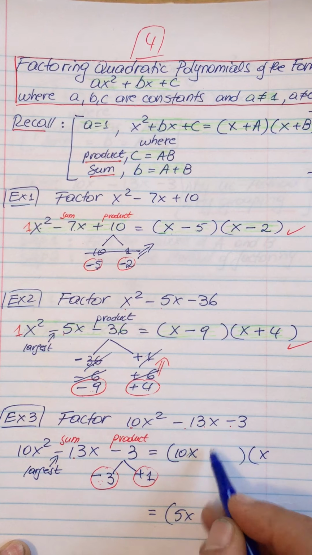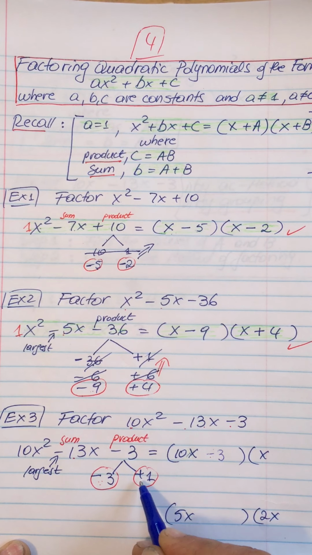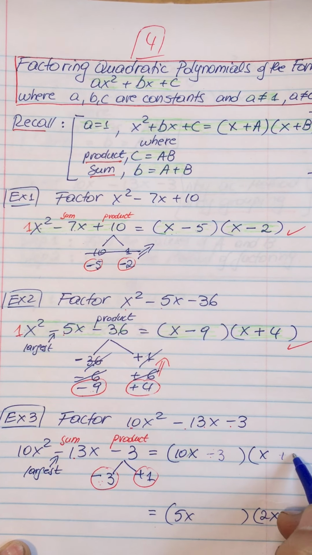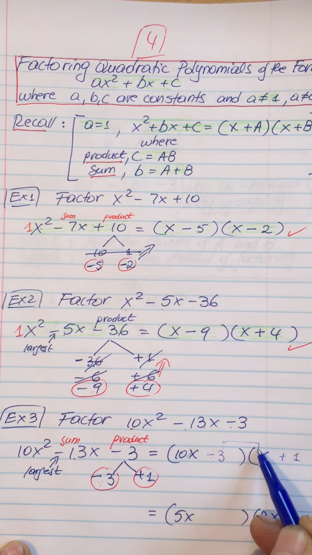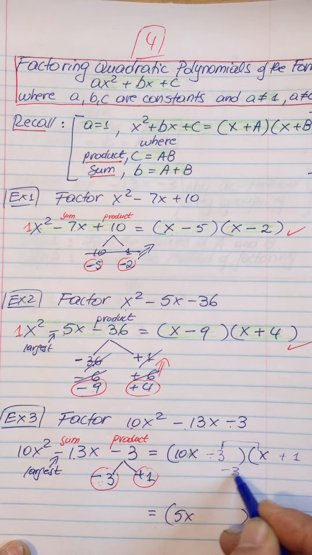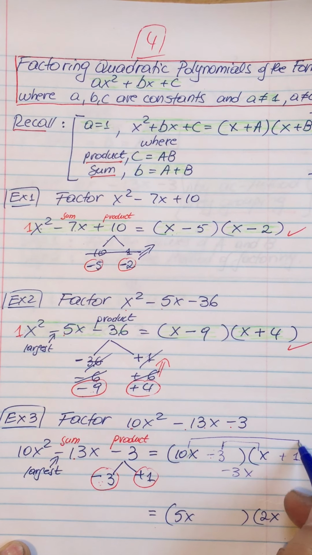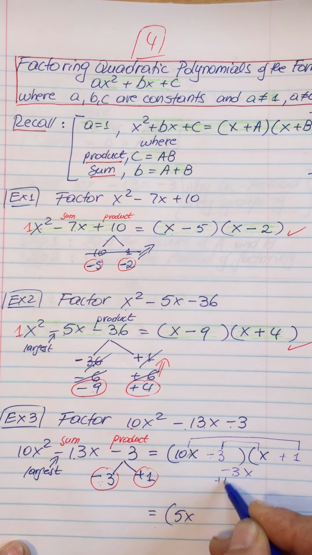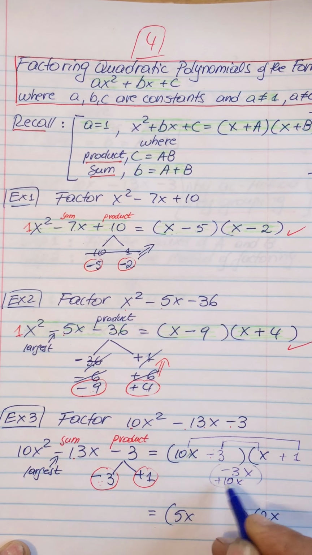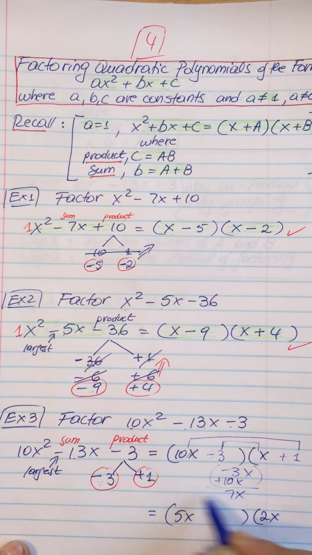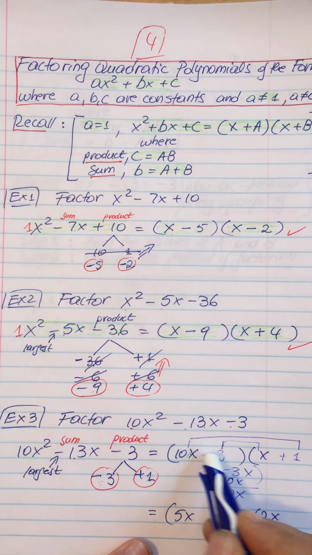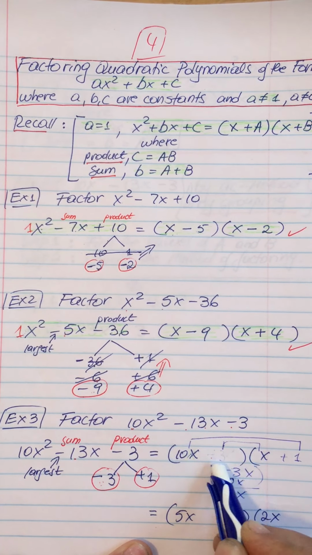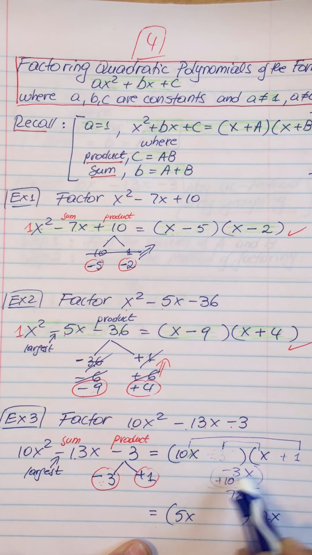If I place negative 3 here and positive 1 in the second binomial, now I have to check. Negative 3 times x is negative 3x, and positive 10x times 1 is positive 10x, and together I do not get 13, but 7x, which is not the middle term, so this doesn't work. So I have to switch them: I write 1 here and negative 3 here.